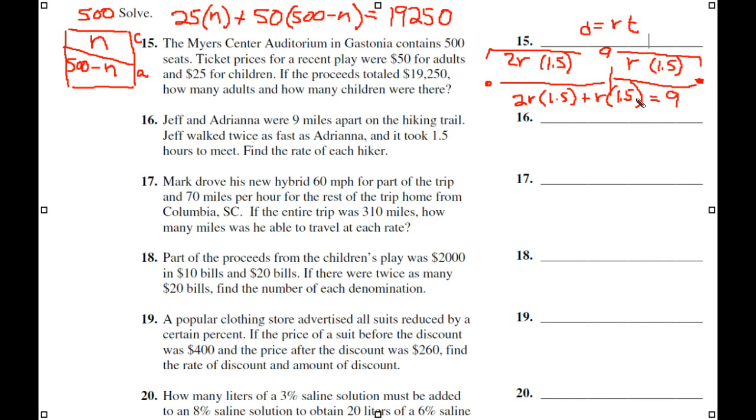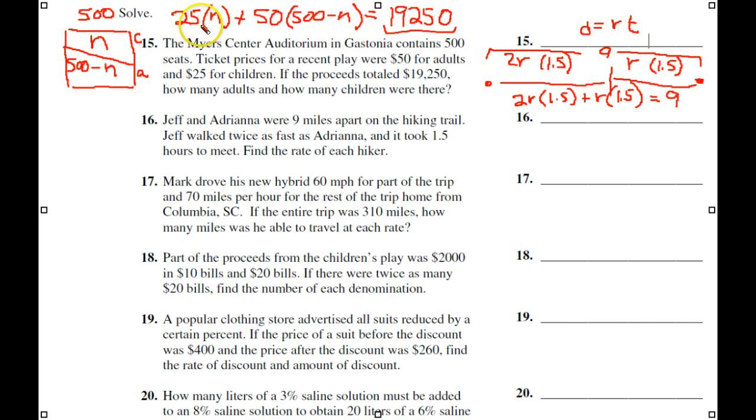Here we have an auditorium that holds 500. Child tickets are at $25. Adult tickets are at $50. And this is your total income from the sale of all the seats. How many of each did you have there? Well, again, there were 500 seats available. A part of them, we're going to say N, were the children. Then 500 minus N were the adults.